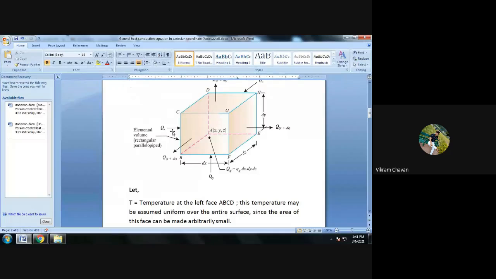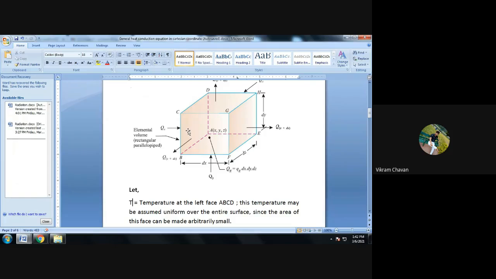First we have discussed point A, the face. Face means the side of this particular parallelepiped. There are a total of 6 sides for this parallelepiped. This side, side A, B, C, D, is maintained at a T degree Celsius temperature, and this temperature is uniform over all the surface, the A, B, C, D surface.